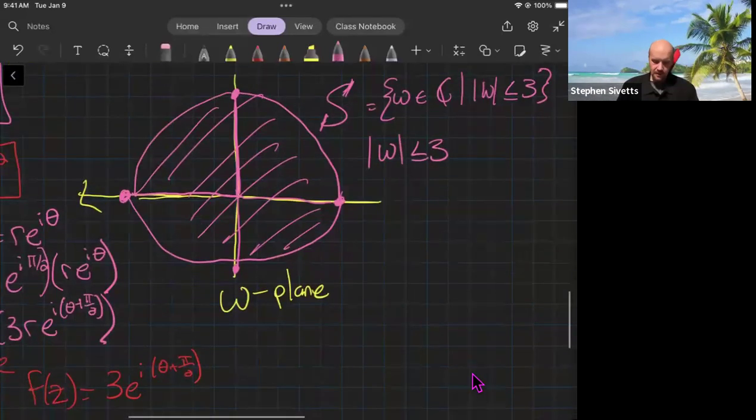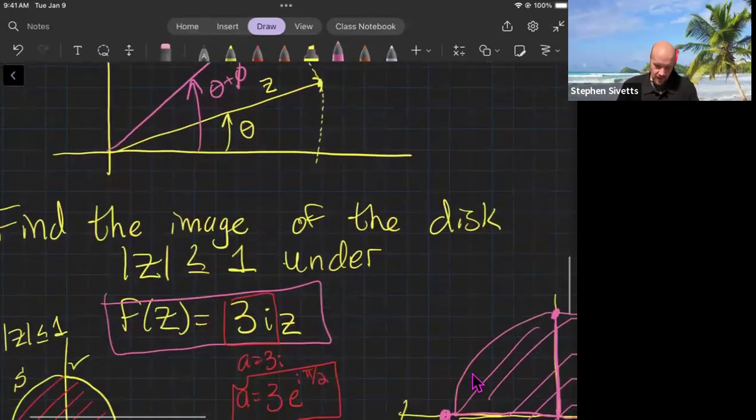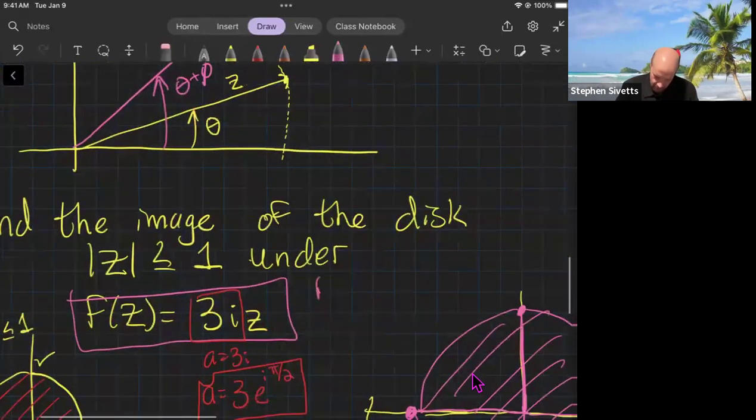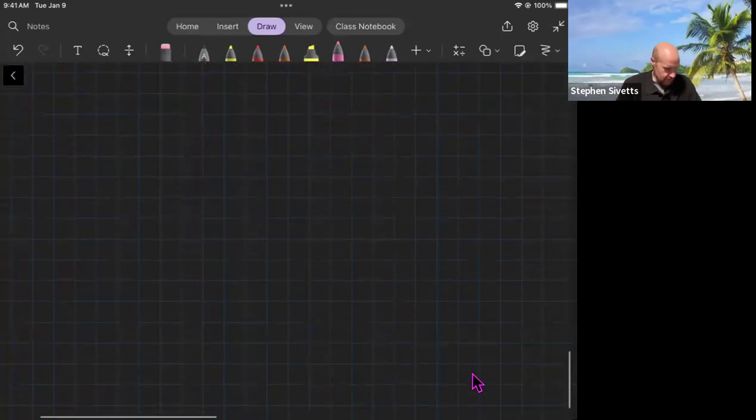So this example dealt with not only a rotation, but also a dilation. The circle grew bigger in size, by a radius of 3, in fact. It grew by a factor of 3. So we dealt with a rotation and a dilation as well. Here's another one.